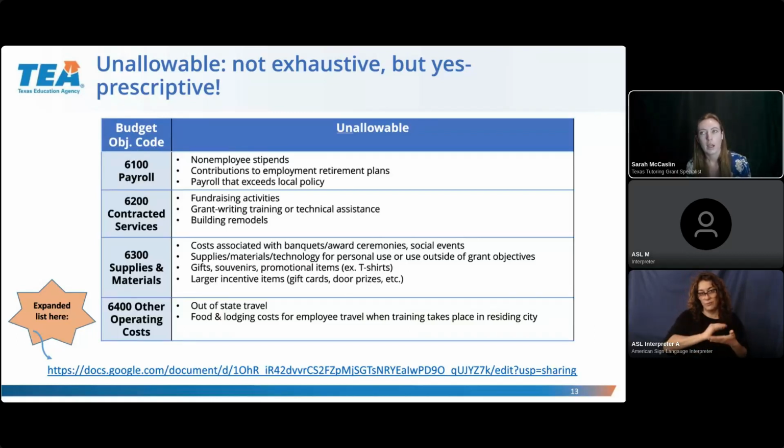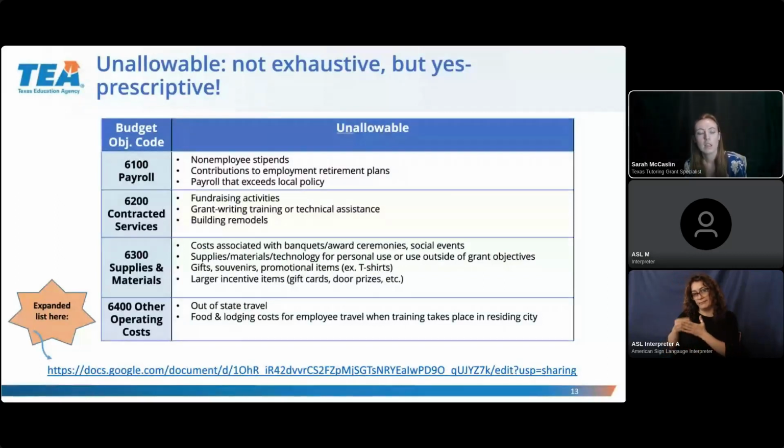If you purchase an iPad and a student and a tutor group never touches it, then there's probably an issue there. Things like gifts, souvenirs, promotional items. You could think of t-shirts with logos, little pins or something. That's not something that can be charged to the grant. And then, as I mentioned earlier, smaller incentives like printed certificates, congratulations, you've got this many hours or something, or ribbons, medals, those are okay. But larger incentive items like gift cards, door prizes, that's not something that can be purchased through this grant.